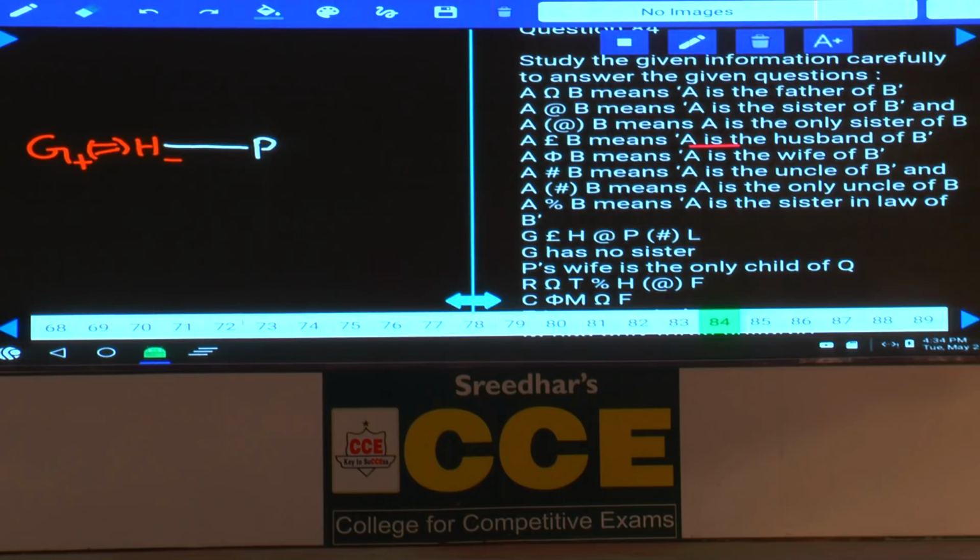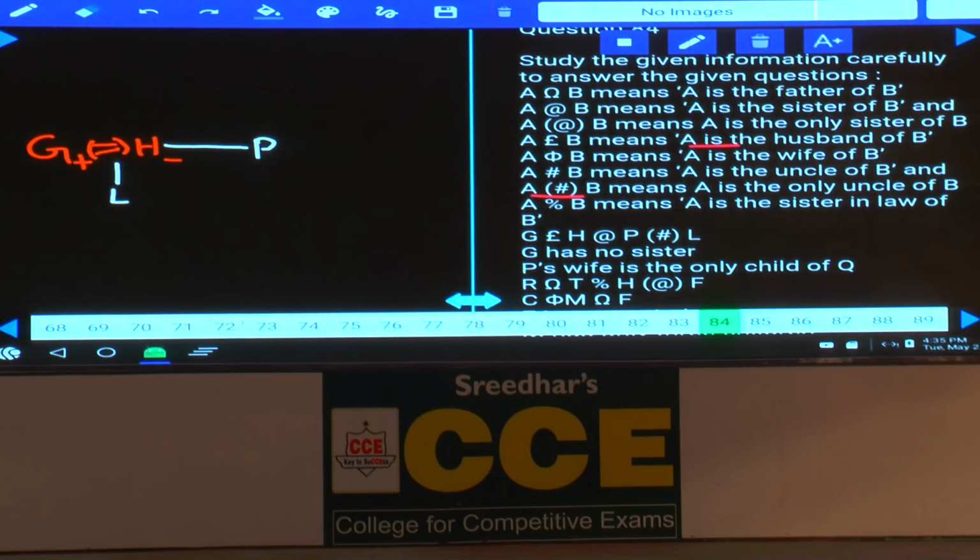And next one, P and bracket hash. Now this bracket hash stands for: P is the only uncle of L. Now this P is the only uncle of whom? Uncle of L. L can be the child of this person, isn't it? Or L can be this P's sibling's child, can be anywhere else, isn't it? Hence there are different possibilities. As of now we are representing it here.